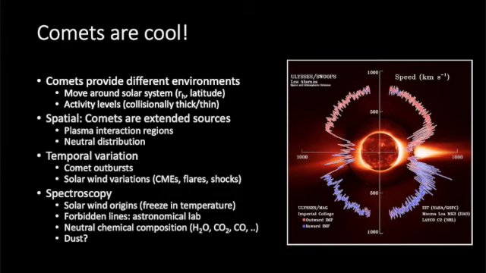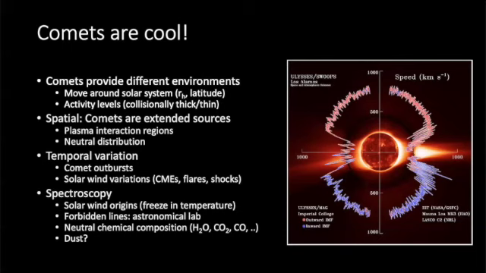How do you study this? Spectroscopy. And what this yields you is, first of all, solar wind origins. By measuring cometary X-ray spectra, you can determine freeze-in temperatures of the local corona from where the solar wind originated. You can study forbidden lines because cometary atmospheres are so thin. This is something that is very hard to study in the lab because of the long lifetimes of the metastable states of the heavy ions responsible for X-ray emission.